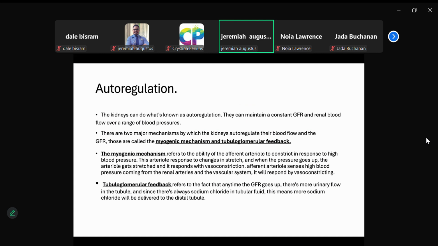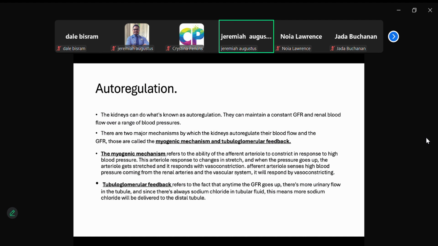And now, how does the body autoregulate? The kidneys can do this, what we know as autoregulation, and this can maintain a constant GFR and renal blood flow. Because think about this, your blood pressure is not stable all the time. It fluctuates. So when the blood pressure is high, the afferent arteriole will constrict to decrease the amount of pressure coming in, right? When it's low, it's going to dilate to increase the amount of blood pressure so that the kidneys can always have a constant GFR, but your blood pressure doesn't have to stay constant.